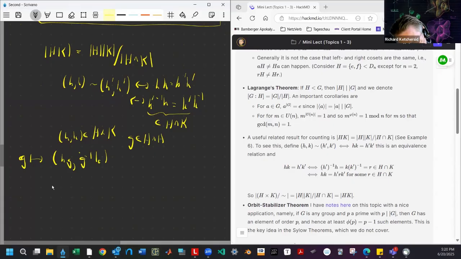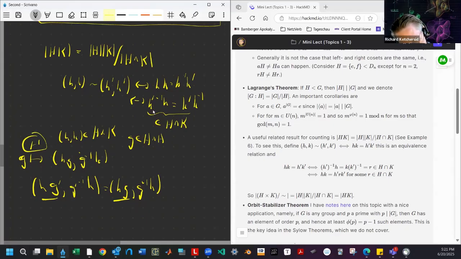Because if I had (hg prime, g prime inverse k) equals (hg, g inverse k), like that, then I would have hg prime equals hg, right? And that's enough already to multiply both sides by h inverse and get that g prime equals g, right? So this is a one-to-one map.